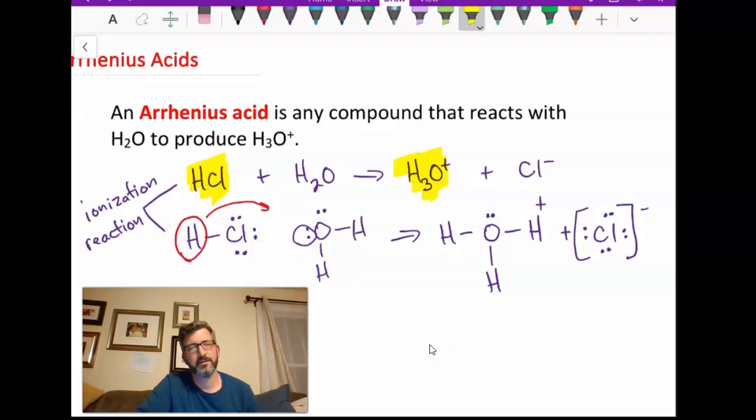Don't really have to know that, but if you're curious, okay, how come not everything that has hydrogen in it is an acid? That's why. It has to do with that bond being polar, which is not something that we spend a whole lot of time on, but that's the reason for that explanation.